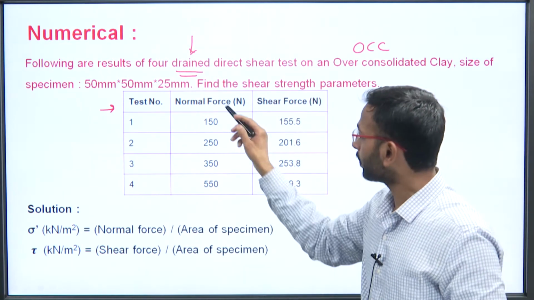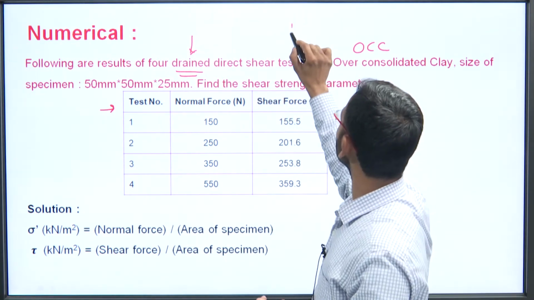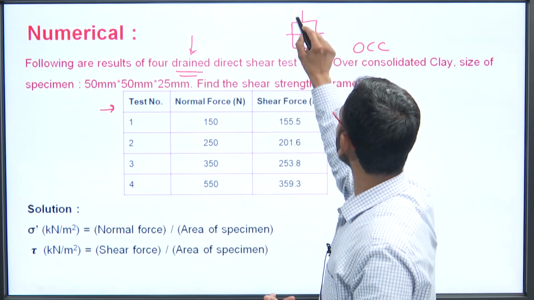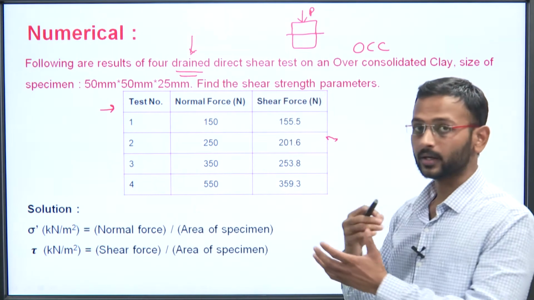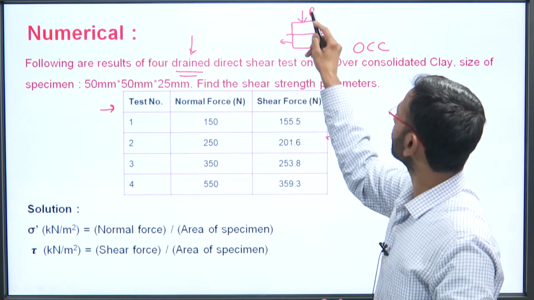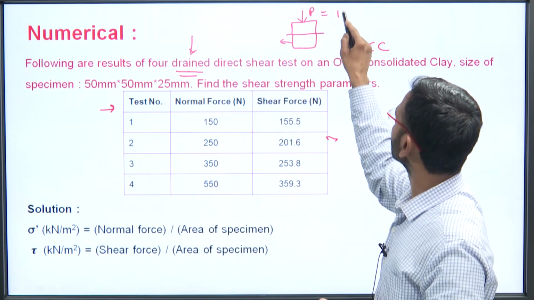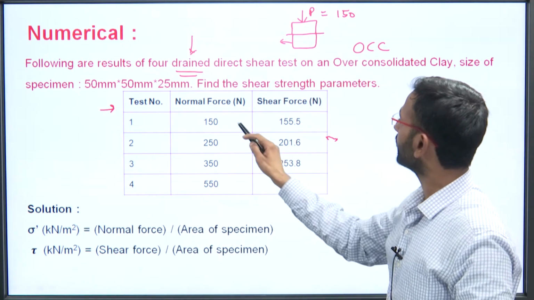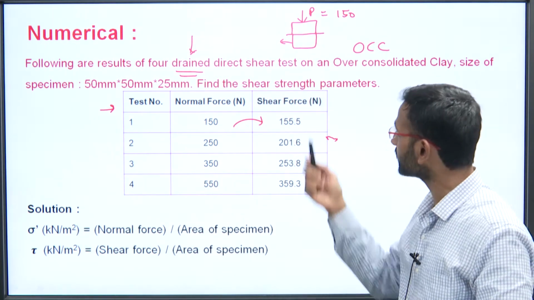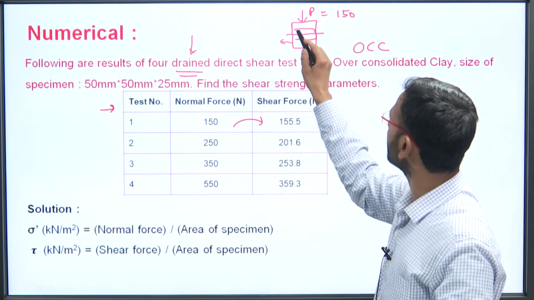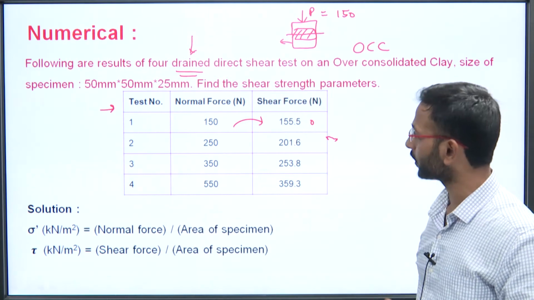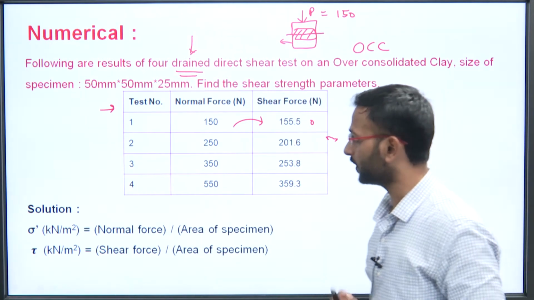And what happens when you apply the normal force on this, let us say this is a shear box, and you apply the normal force, this P. When you move this, you will observe that when P is, let us say, 150 in the very first case, what is the shear force which is causing the failure of the soil sample? At 150, they observed that 155.5 Newton of force makes the soil fail in shear.